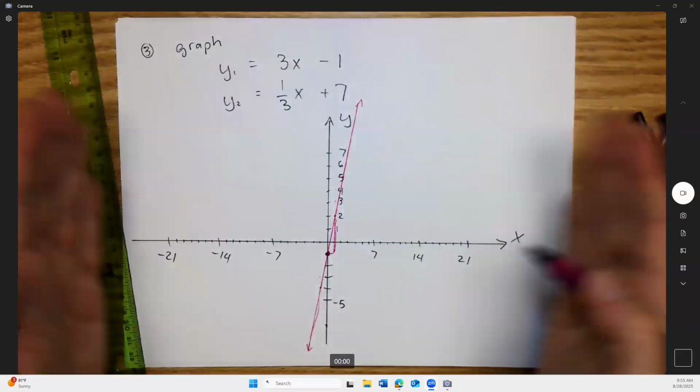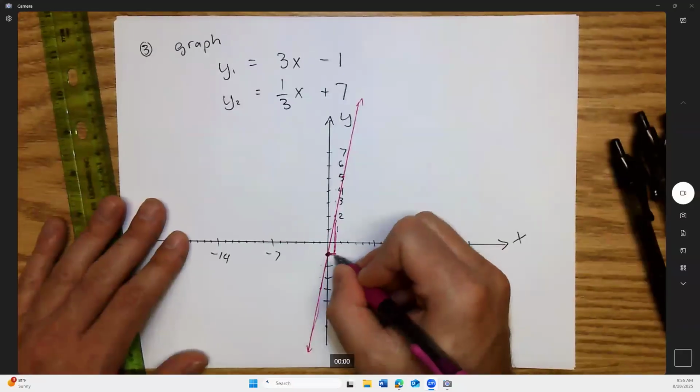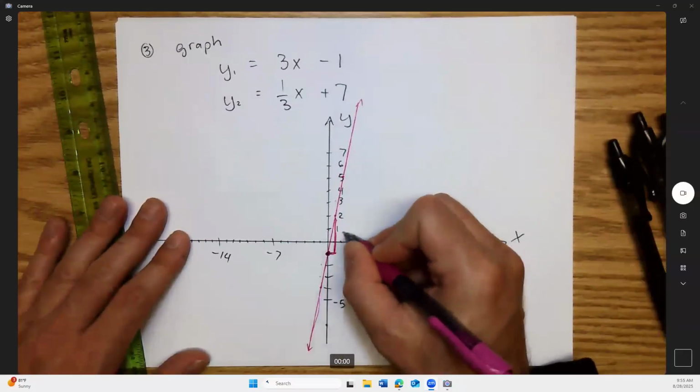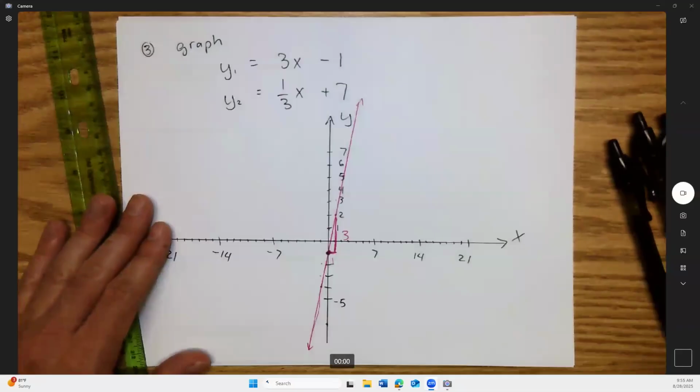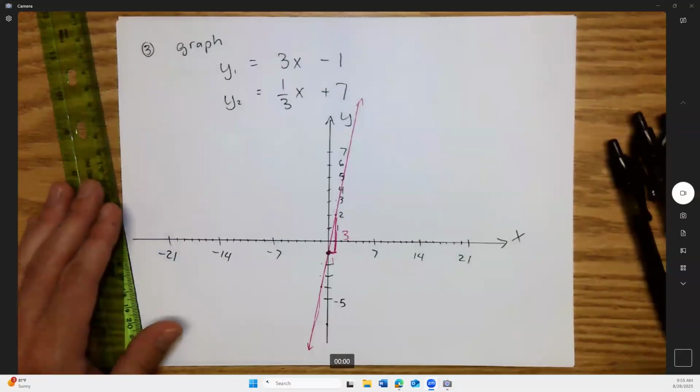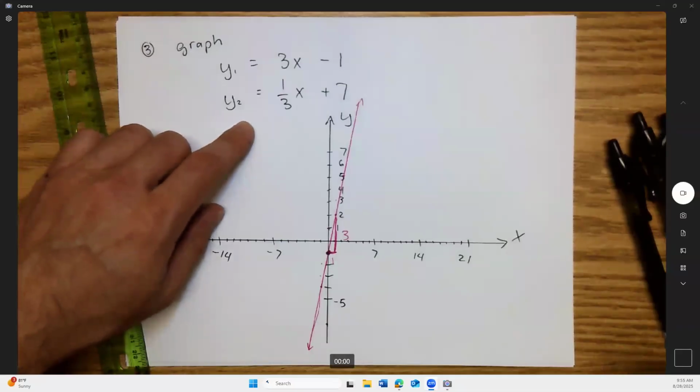Now my x-axis is kind of squeezed for, well, you guys are about to see why. This is like up 3 over 1. Right, rise over run of 3. Okay.